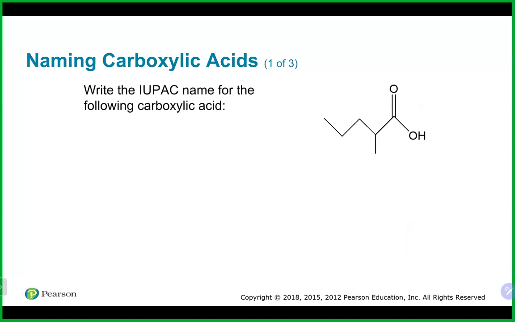All right, so write the IUPAC name for this. What we would call this. Take a moment or two and see what you come up with.